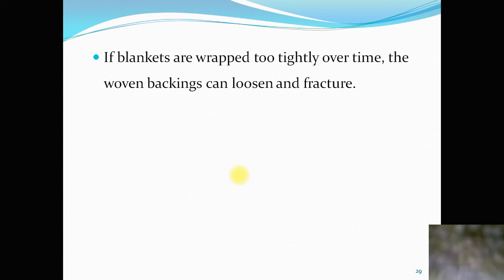If blankets are wrapped too tightly over time, the woven fabric can loosen and fracture. If I put a blanket on the blanket cylinder for hours together, the woven fabric, the cork layer made up of fabric, can loosen and it may fracture also. That's why we have to loosen the blanket from the blanket cylinder whenever the press is in a halt.